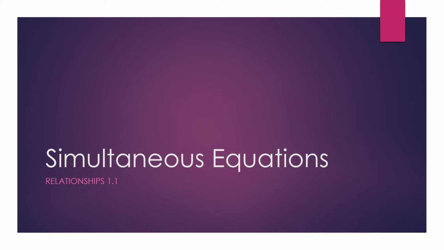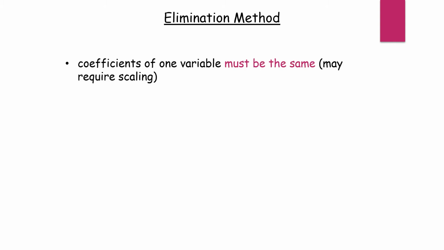Simultaneous equations. In order to use the elimination method to solve our simultaneous equations, we need to meet certain criteria first. The coefficients of one of the two variables must be the same, and this may require scaling, so making equivalent equations by multiplying or dividing both equations or one of the equations by a particular number.